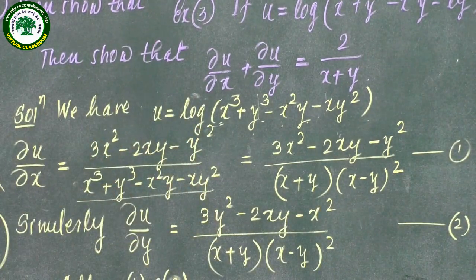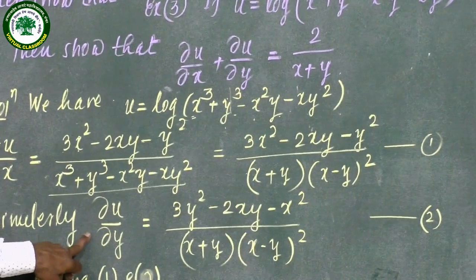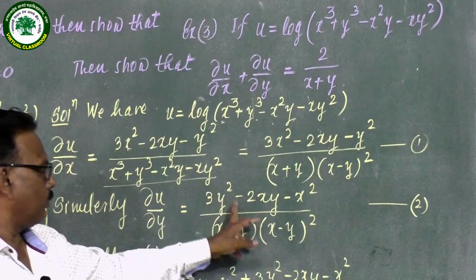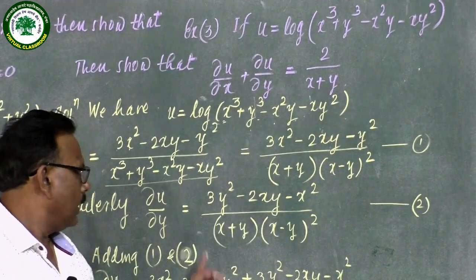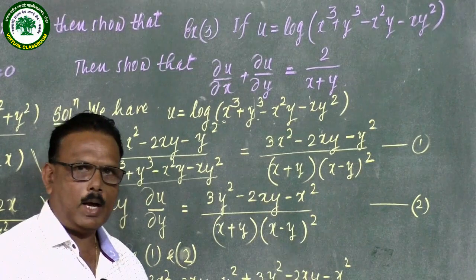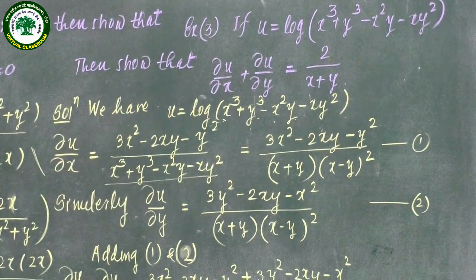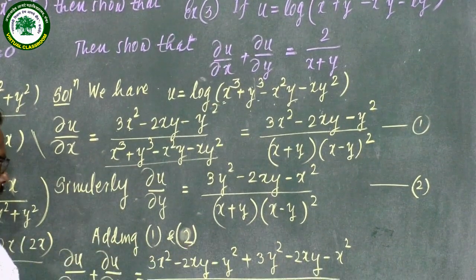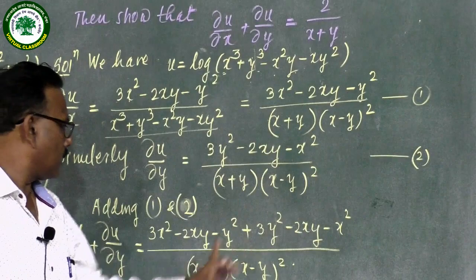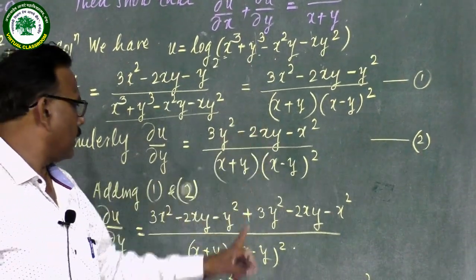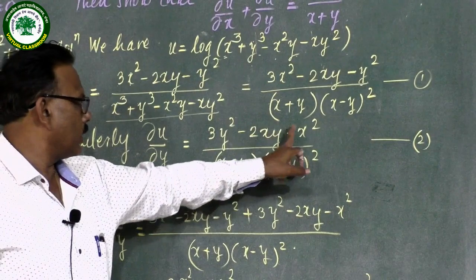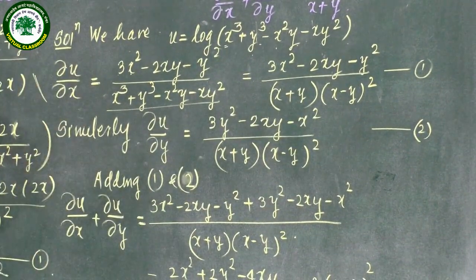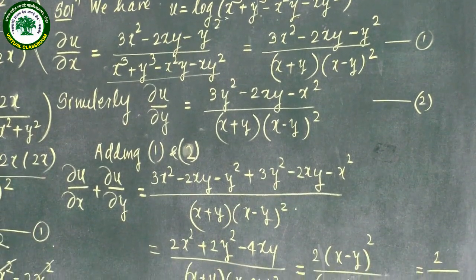Similarly, you have to take the partial derivative of function u with respect to y. After simplification, you will get the second equation, (3y square minus 2xy minus x square) divided by (x plus y) into (x minus y) square. Taking the sum of the right hand side as well as the left hand side of equations 1 and 2, adding 1 and 2, what will happen here? It is equal to (3x square minus 2xy minus y square plus 3y square minus 2xy minus x square) divided by, the denominator of both functions being the same, (x plus y) into (x minus y) square.